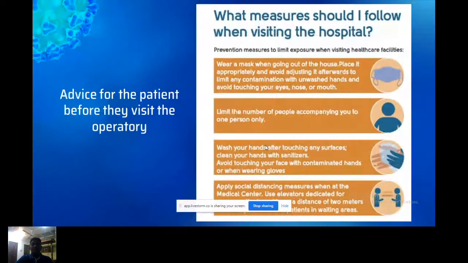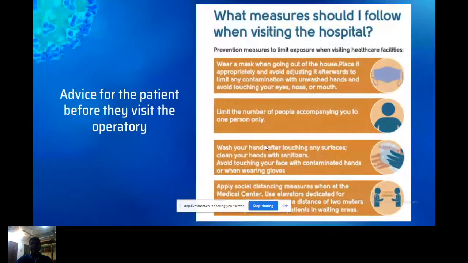We can send a poster like this, or you can print posters and signage for your operatory and hold them there. Advice for the patient before they visit the operatory: ask every patient to wear a mask. Very, very important. I will show you how, just by wearing a mask, the possibility of transmission of this particular disease can be reduced by up to 90%. I have a very good diagrammatic representation in the subsequent slides.